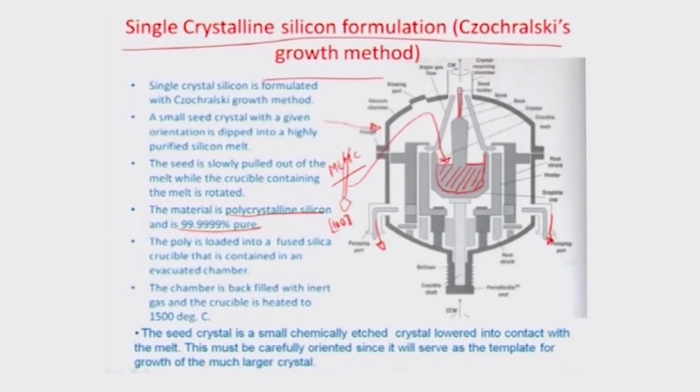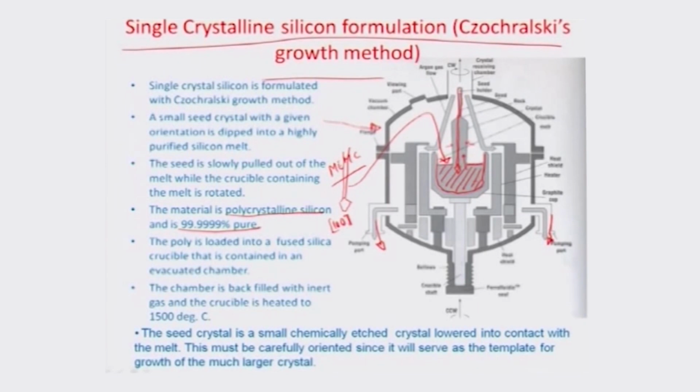And what is important here is that as the seed dips into the material and is slowly pulled out, it tries to drag along with it a part of the silicon melt, and the moment the silicon melt comes out into the open atmosphere, it is no longer a part of the crucible, and therefore, it can as well solidify.